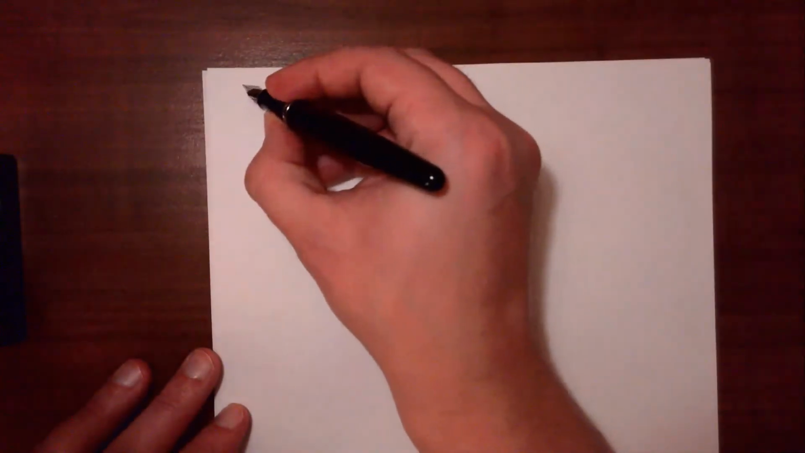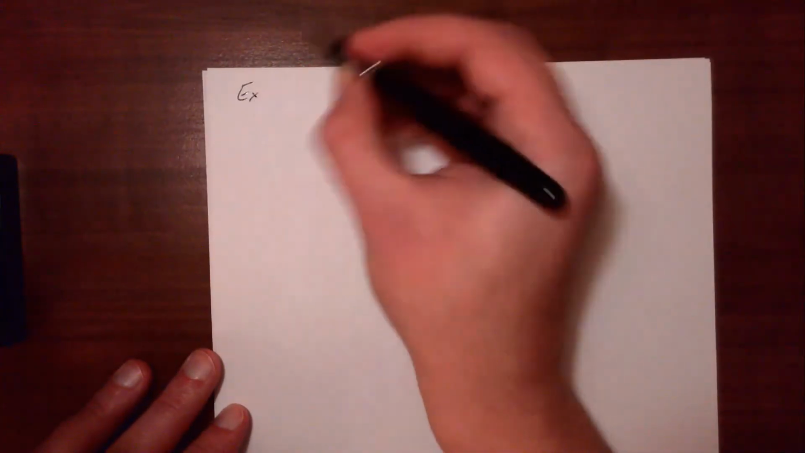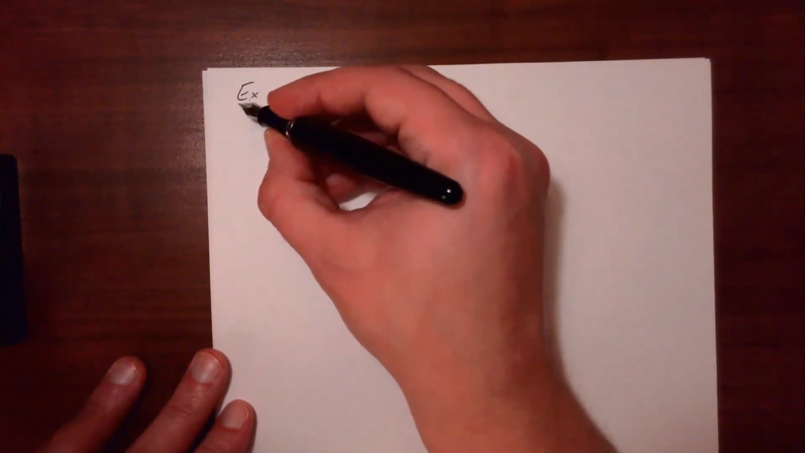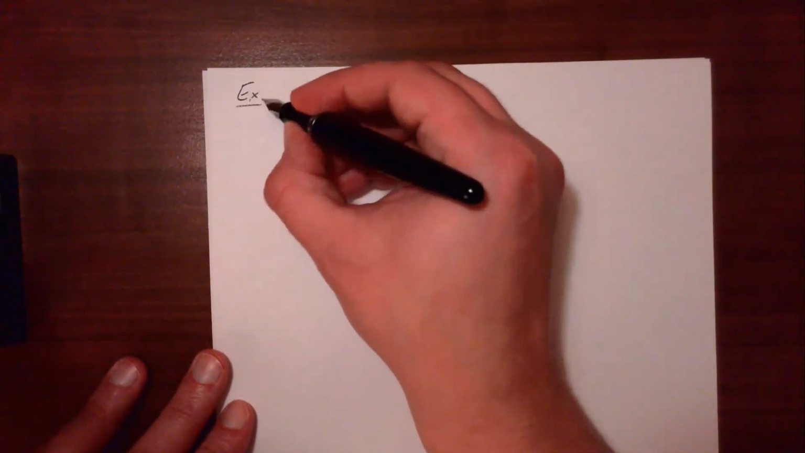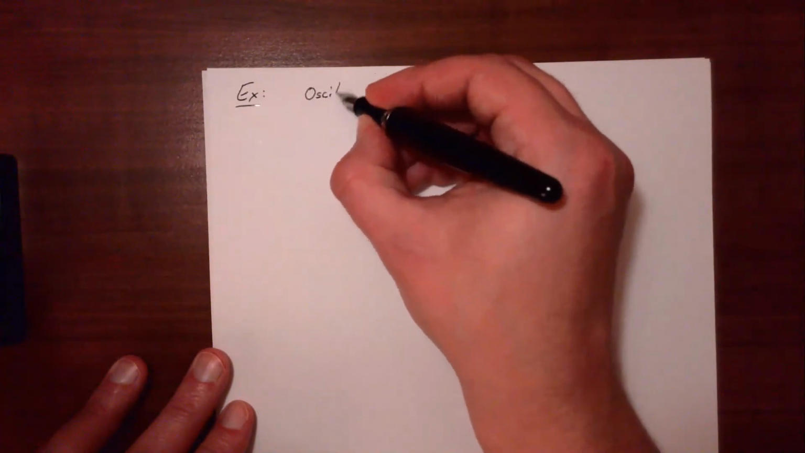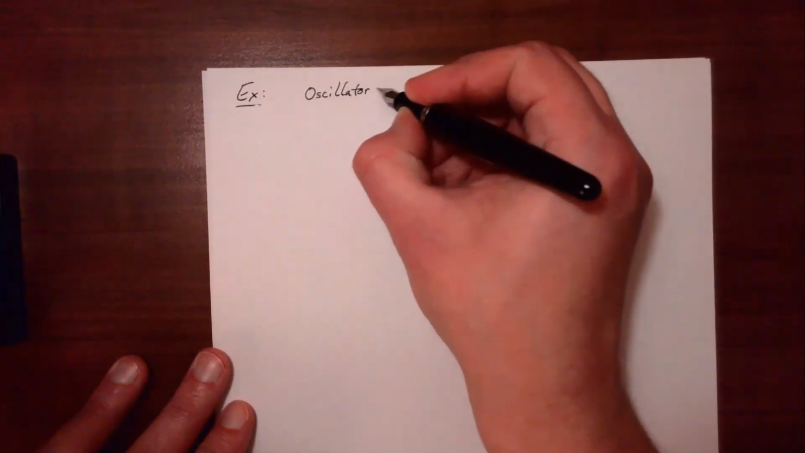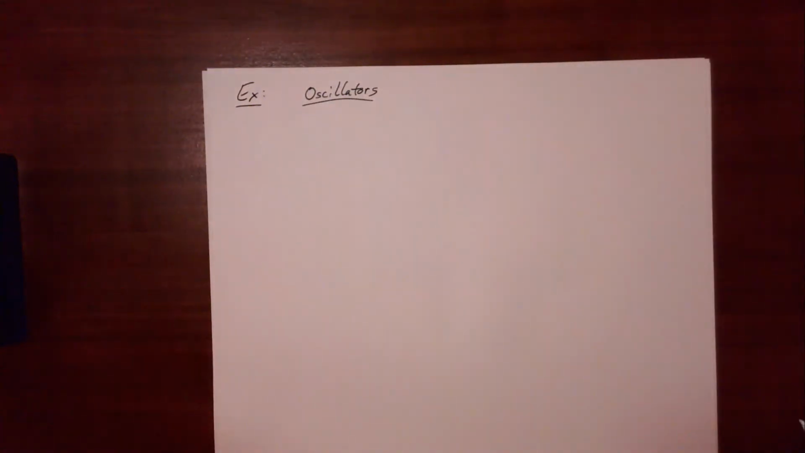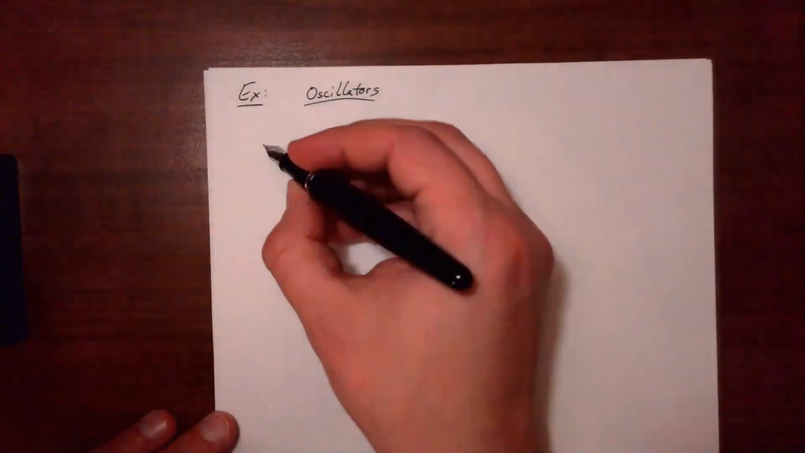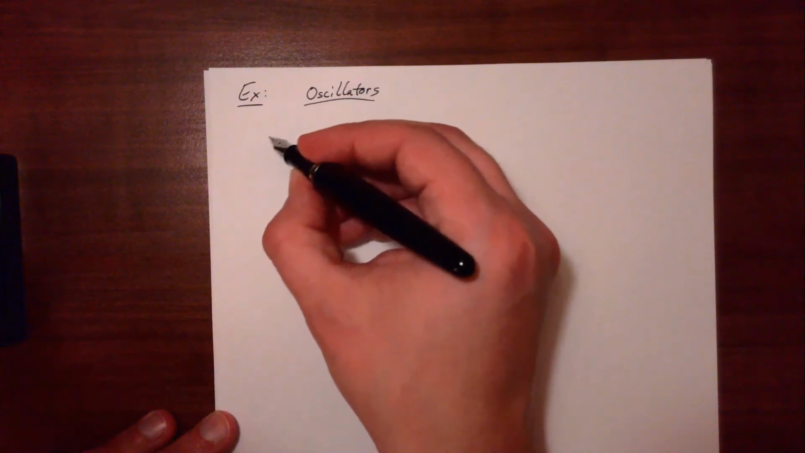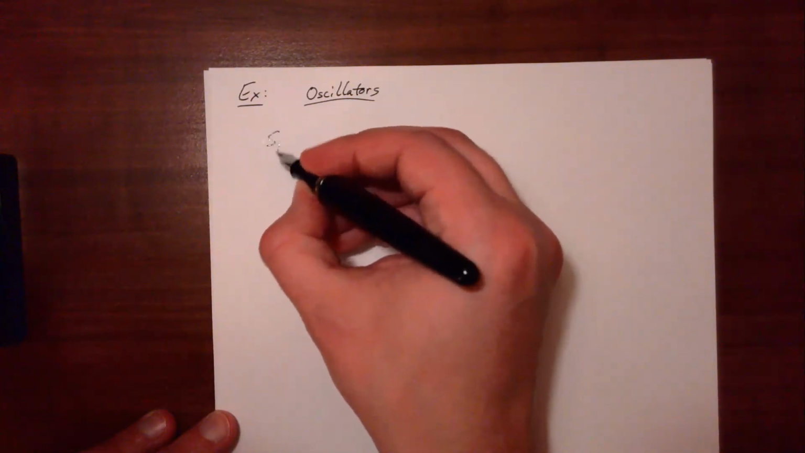Now let's undertake a more interesting example, something from the realm of physics. So example: oscillators. Okay, so what we are going to do is look at a spring, a spring with a mass on the end. So this is a spring.